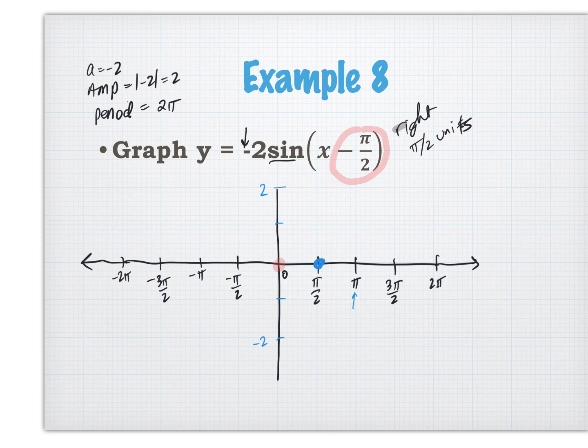So I know this will go here to 2. Then it's going to go back to 0. Then it's going to go to negative 2. And here I'm going to have to add one more pi over 2. So this is 4 pi over 2 plus pi over 2, which is 5 pi over 2. And that's where it's going to end. So my sine curve looks like that so far.